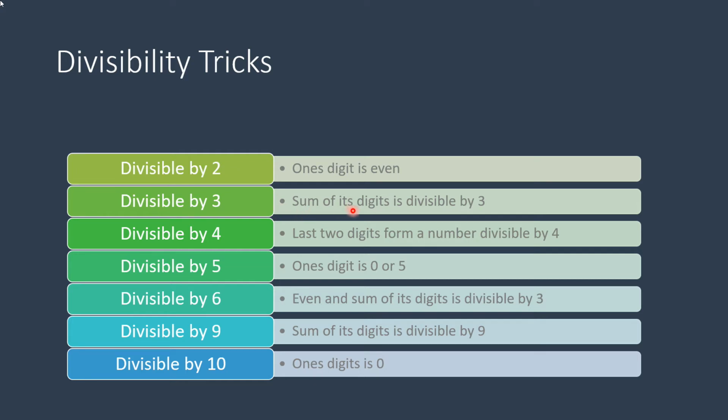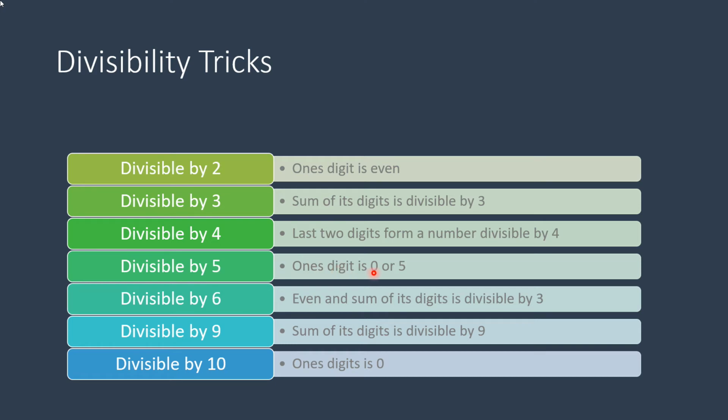The sum of the digits: if I add up all the digits and that sum is divisible by 3, then that number is divisible by 3. If I look at just the last 2 digits to form a number, like 7,016, I look at 16, and if that 16 is divisible by 4, that means the whole number is divisible by 4.